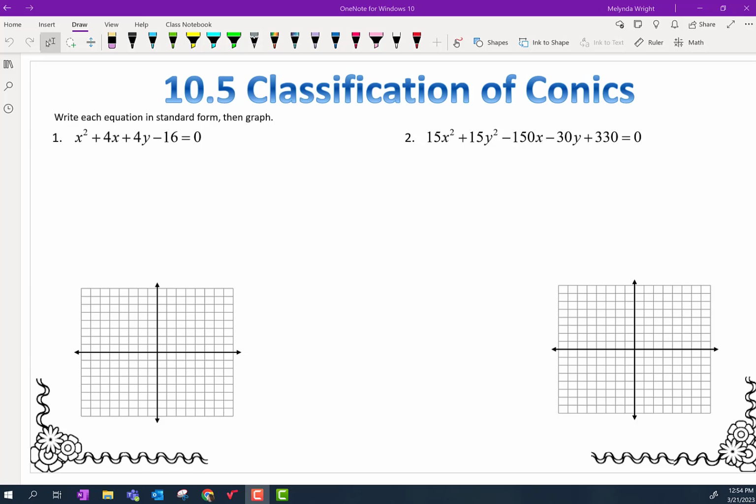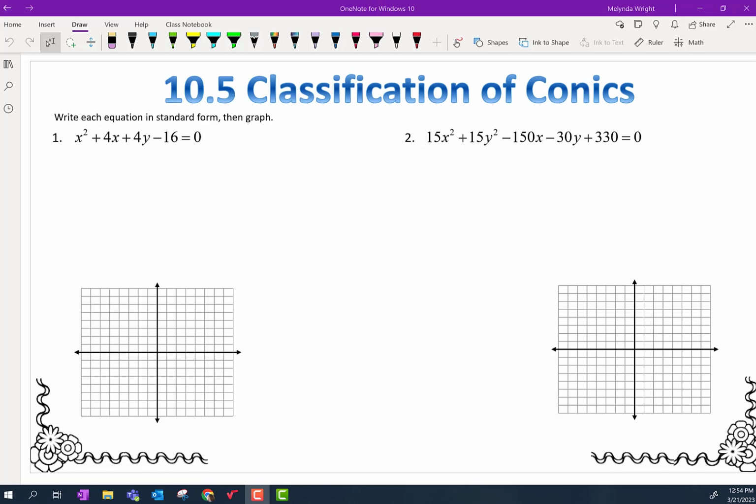Okay, let's take a look at our lesson for today. What we're going to be working on is actually classifying the different kinds of conics. They're all going to be in general form, and we're going to work with them and put them in standard form and graph them. That's our goal for today.